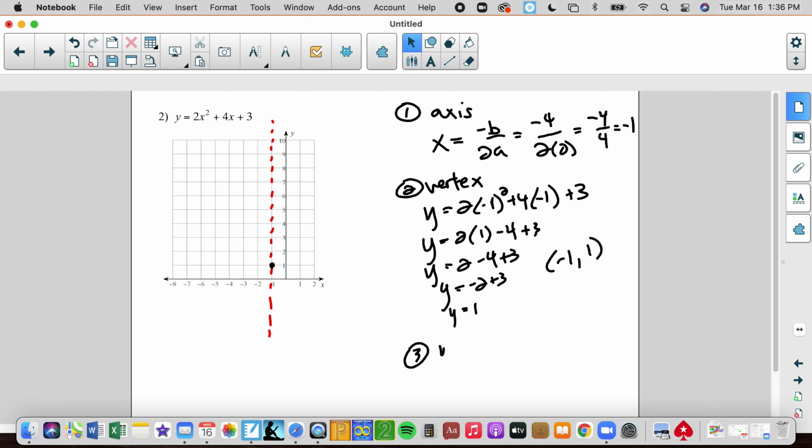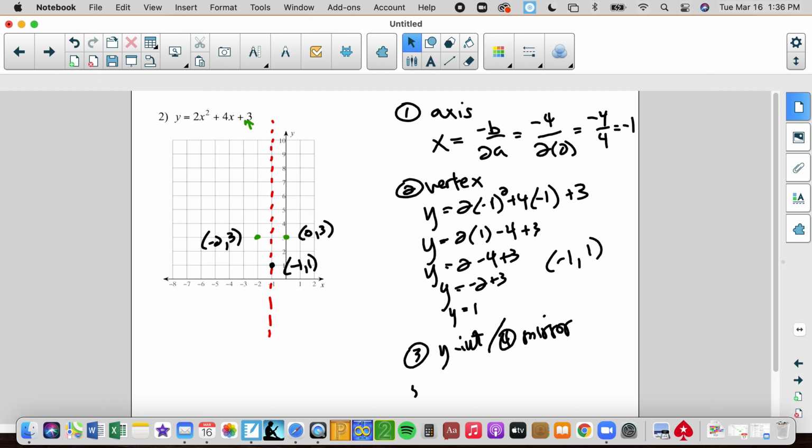Now I'm going to use the y-intercept. My y-intercept is going to be the constant in the equation. So my y-intercept is 3. That's 1 away. So I went 1 away on the opposite side of the axis of symmetry. Let's start labeling these points. Negative 1, 1, 0, 3. That's negative 2, 3. And then part 4 is the mirror. Part 5 is the fourth point.